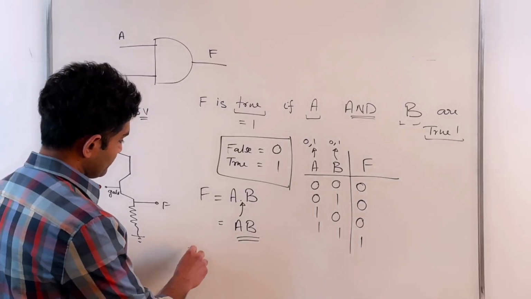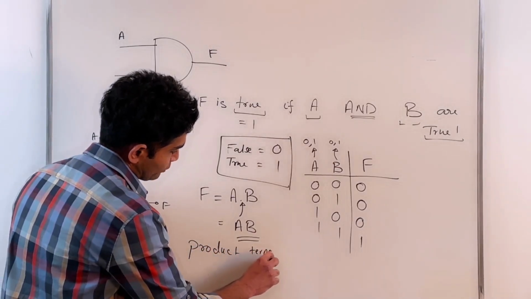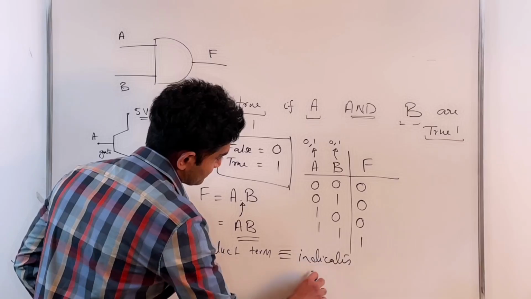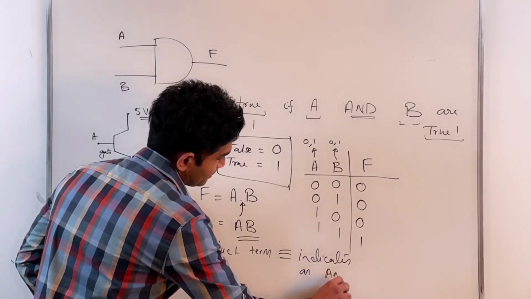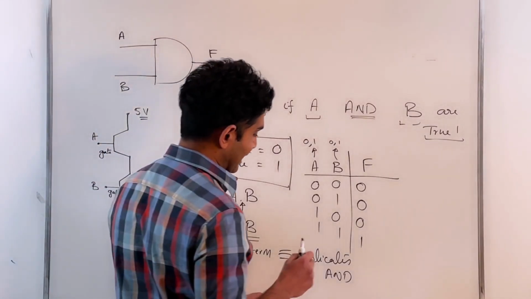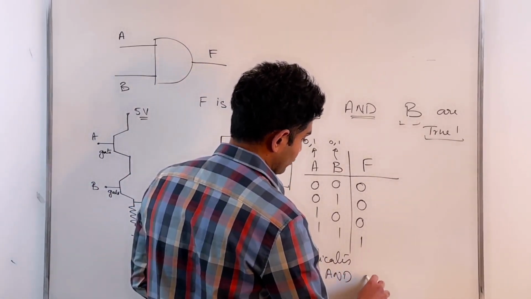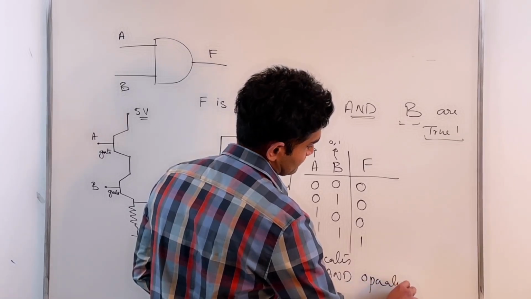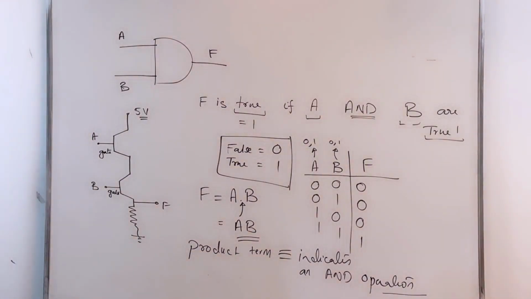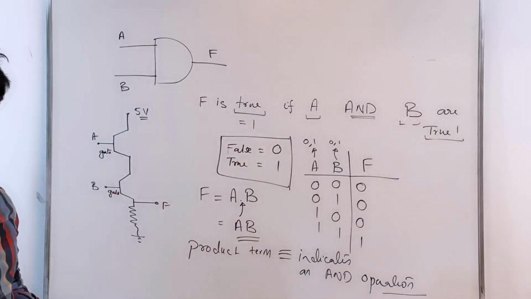As soon as you see a product term, that indicates an AND operation. Again, it's a logical operation. The rules are very similar, but not exactly the same as conventional algebra. Now coming back to this circuit, would this circuit actually correspond to this AND operator?